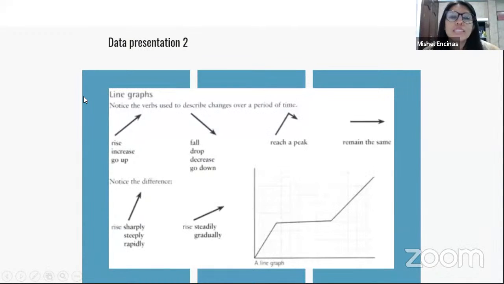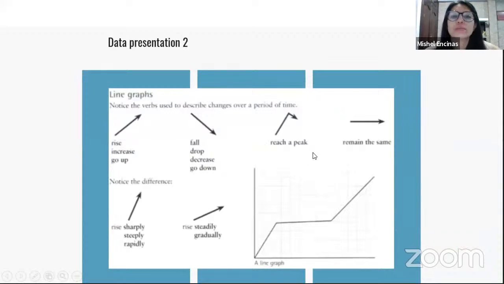Then we have a data presentation too. It is the second part, okay? We have line graphs. Notice the verbs used to describe changes over a period of time. For example, rise, increase, go up, okay? And we will find this in this kind of graphics, right? Then we have fall, drop, decrease, go down, okay?